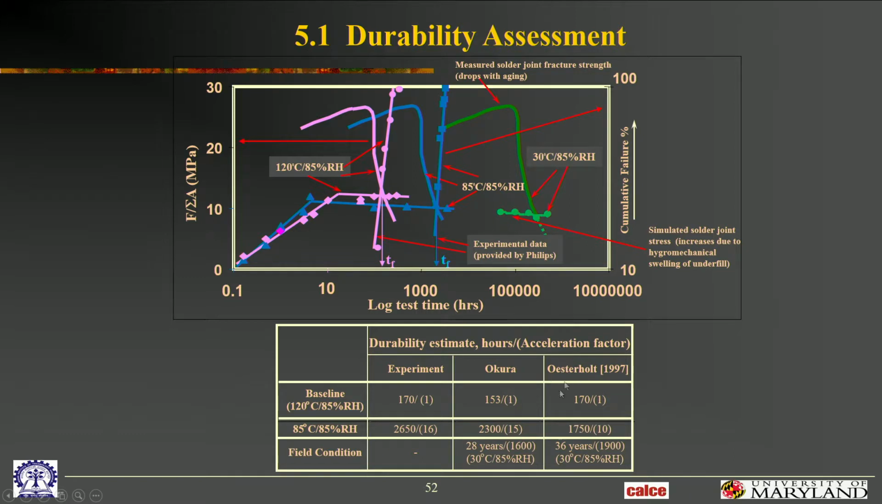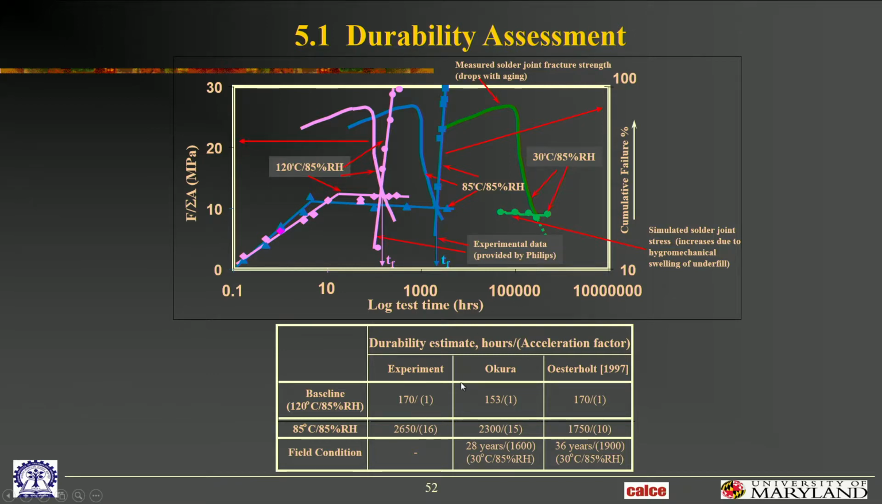The other research group predicted about 36 years. We don't know which one is right. We don't have field data at that field condition. But these are predictions, and the confidence we have in that prediction is only based on the agreement we had in the 2 accelerated stress tests. And these accelerated test data were provided to us by Philips, who was sponsoring that study. This was actually Philips' research group in Eindhoven, Netherlands.